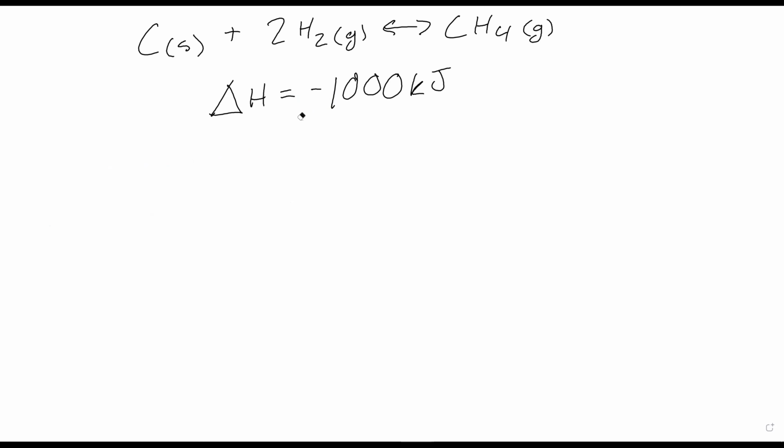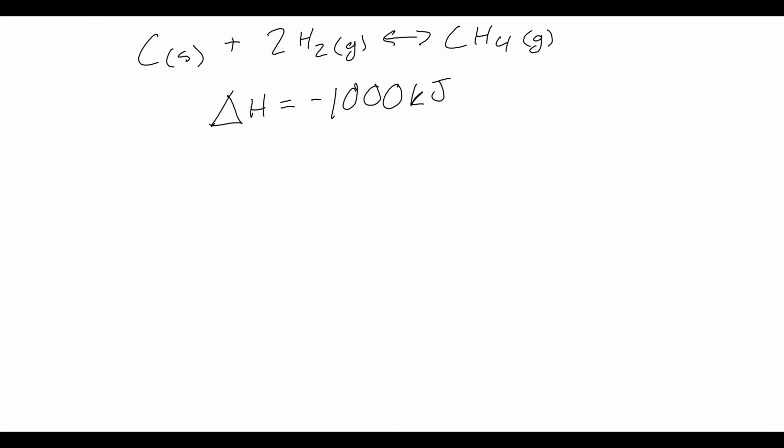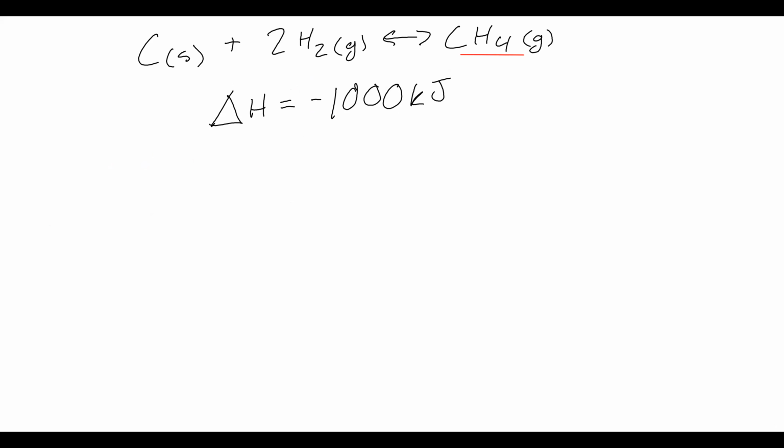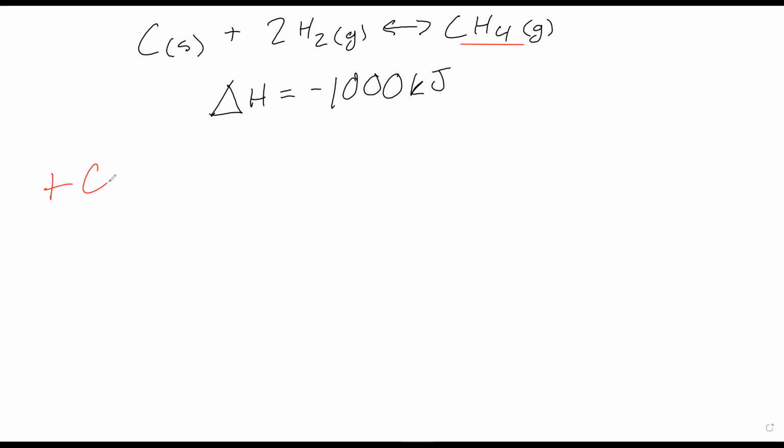So looking at this, let's look at scenario A. We're trying to make more CH4 here. If we do not make more CH4, we have failed somewhere. So looking at scenario A, adding more carbon to the reaction mixture. By adding carbon, this will increase the amount of the reactants.